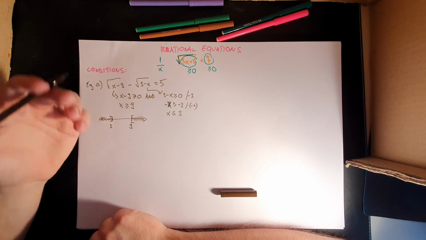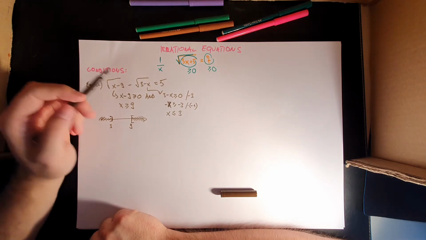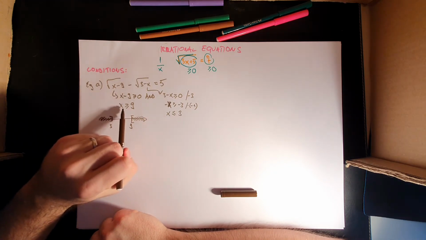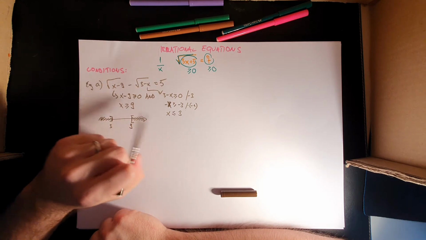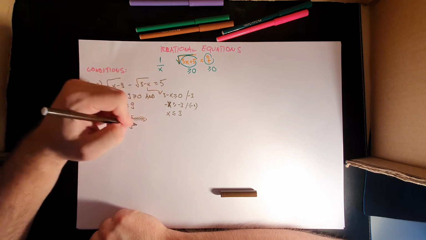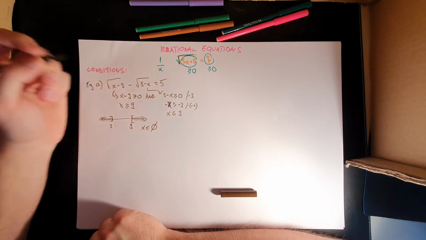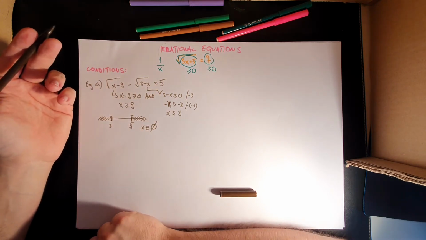And is intersection. And means I'm looking at the number that is both greater or equal to 9 and less or equal to 3. There is no such number. So in this case, x is an element of the empty set, the condition, basically.